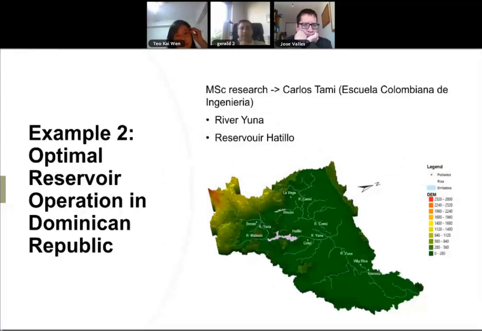A second example is the optimal reservoir operation, and this is in the Dominican Republic. The MSc research of Carlos Tami from Escuela Colombiana de Ingeniería. He just finished, in fact, this week, and it was a very interesting case, so that's why I am bringing it here. This is in the river Yuna and the reservoir Atillo, which is one of the most important in this river basin, and there have been many floods in this region.